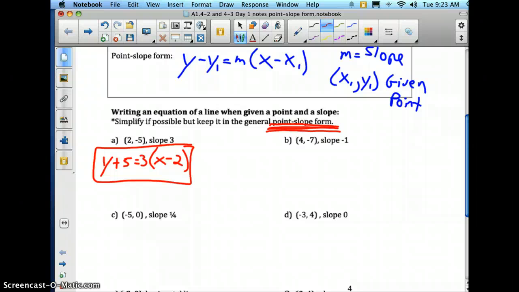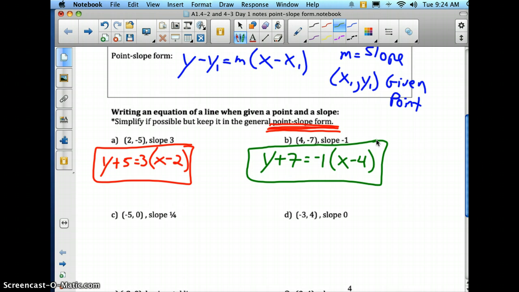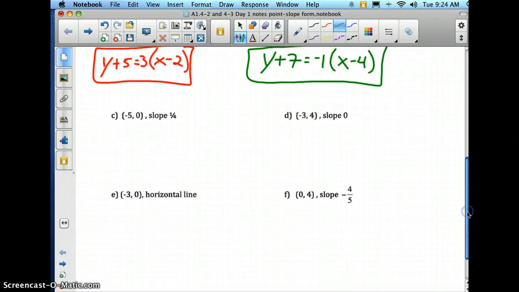Miss Caroline, try B for us. y plus 7 equals -1 times the quantity of x minus 4. Done. So that's it. We don't need to put it into y equals mx plus b after that. Only if the directions say to put it into slope intercept form. That's a good question, Blake. I thought that's what it was going to say to do. I know generally we do that. Well, we'll see in the next set of directions.